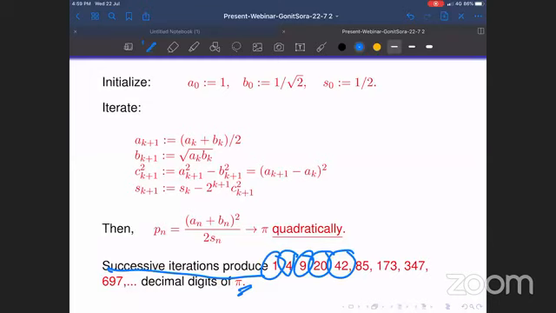So this is a very fast converging series, and all the other series or formulas given by McKean and other mathematicians were not this type of iterative process. So this is another iterative process which produces the digits of Pi very rapidly.